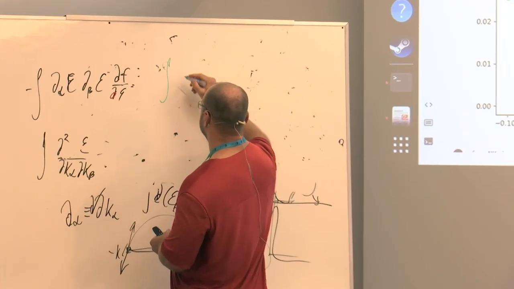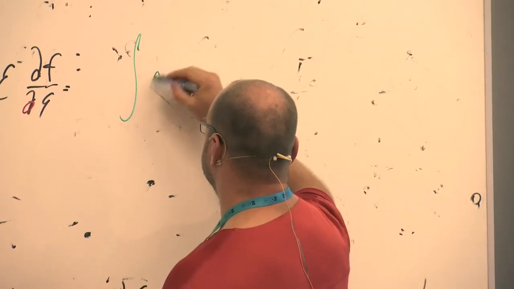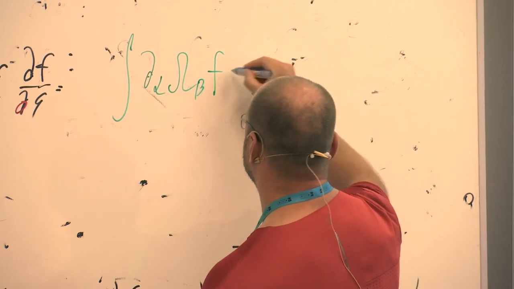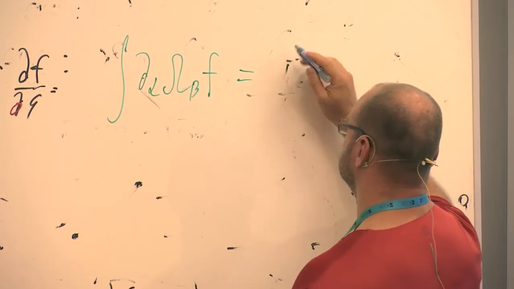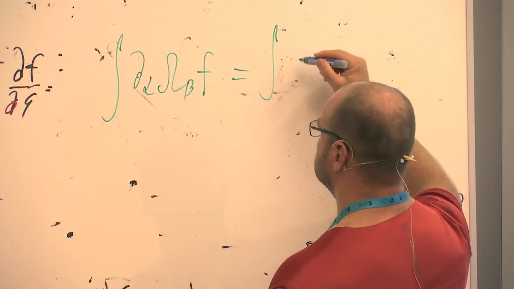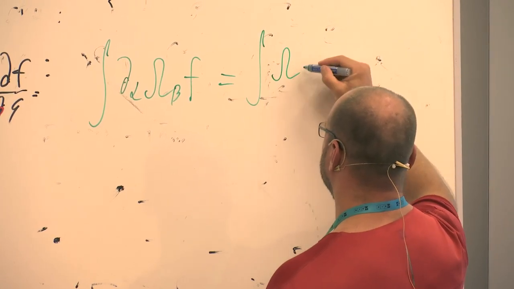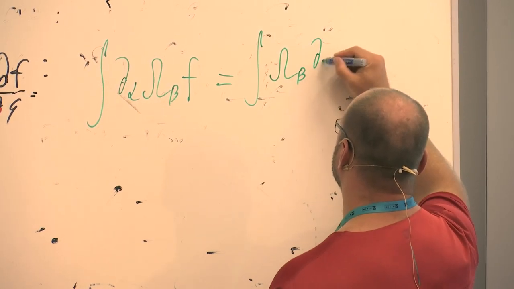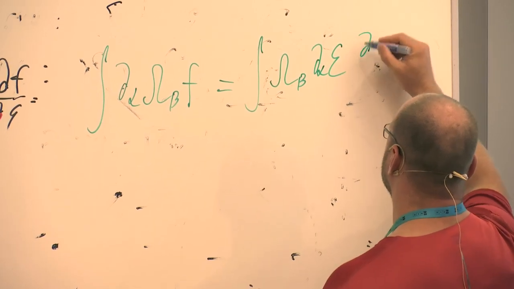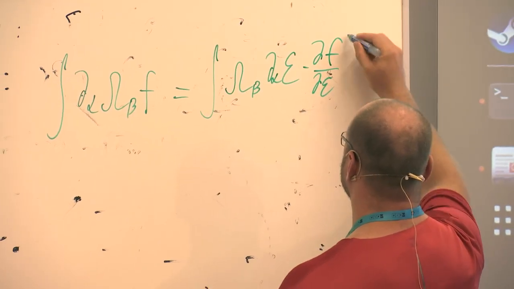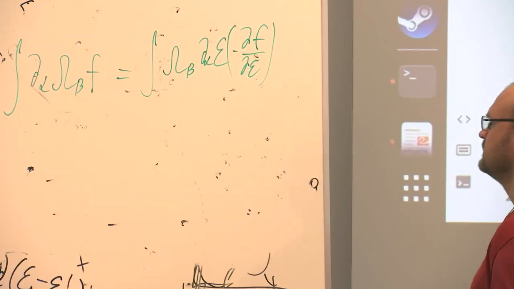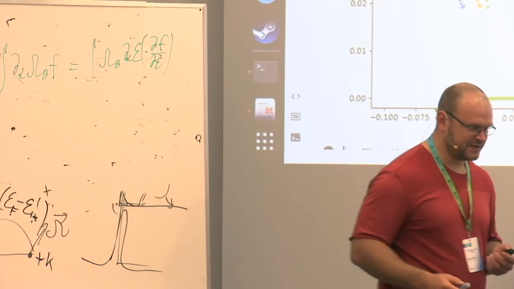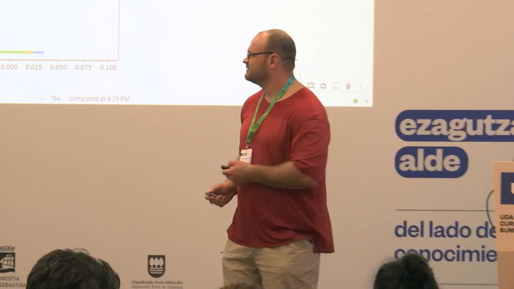Okay, so it is either d alpha omega beta f, or it is an integral of omega beta d alpha energy minus d f over d e. Yeah, so they are equal, integration by parts. So my question, why here we cannot use one of them?